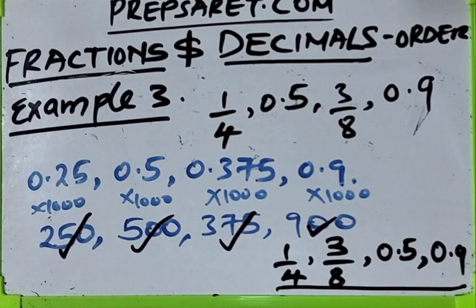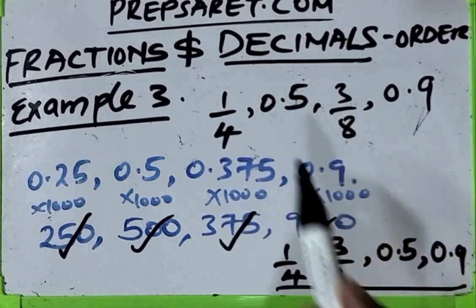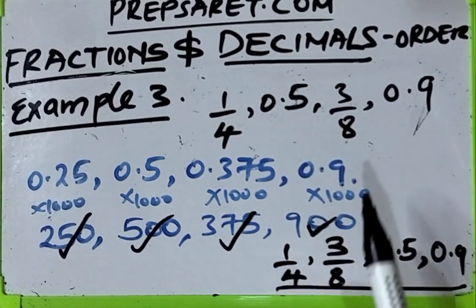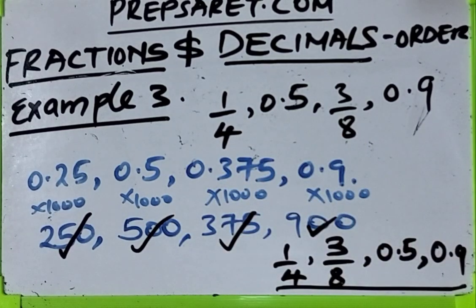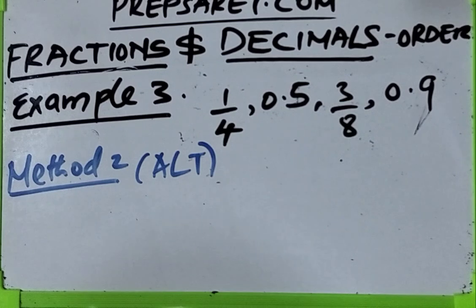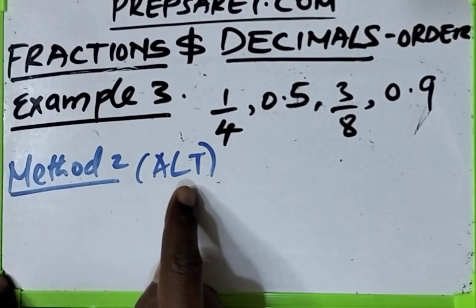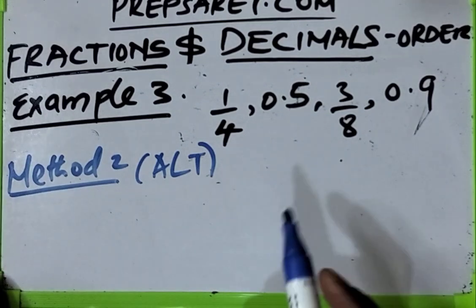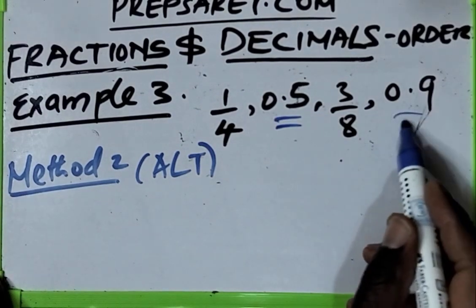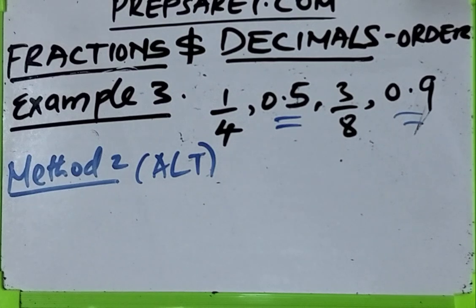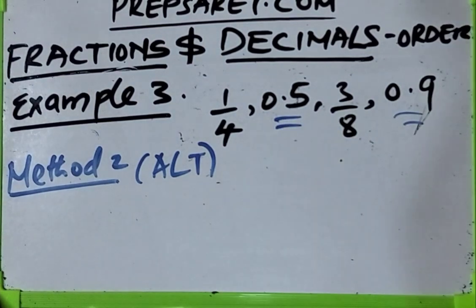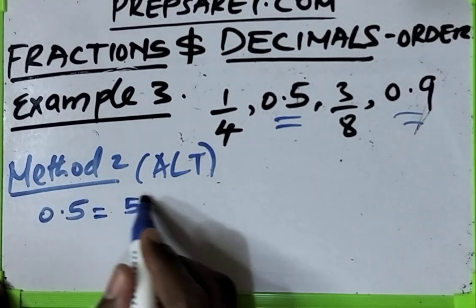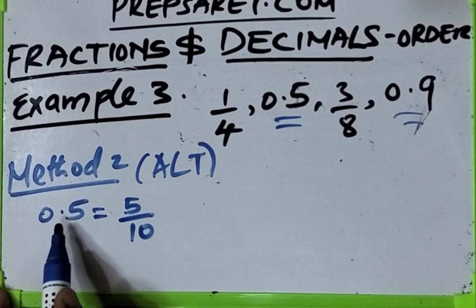That was method 1, converting all these fractions to match the decimals. Let us see what happens when we convert the decimals into fractions. Alternatively, that is method 2, ALT stands for alternatively, we'll convert 0.5 and 0.9 into fractions. That is to say, 0.5 can be written as 5/10. Reason: there is only one decimal place.